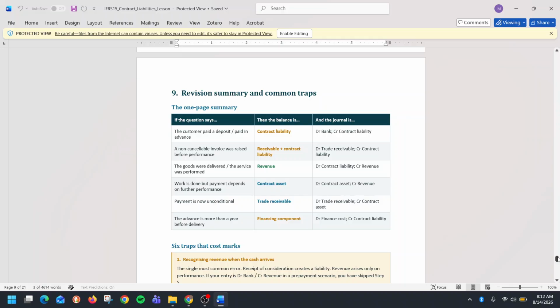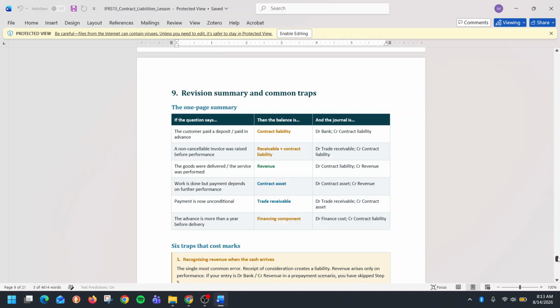So if the question says the customer paid a deposit or paid in advance, you know you have a contract liability. A non-cancelable invoice was raised before performance, we have a receivable plus your contract liability. The goods were delivered, the service was performed, then now revenue comes into the picture. Now work is done, but payment depends on further performance, then you have a contract asset.